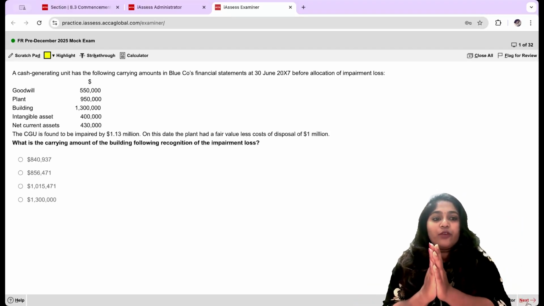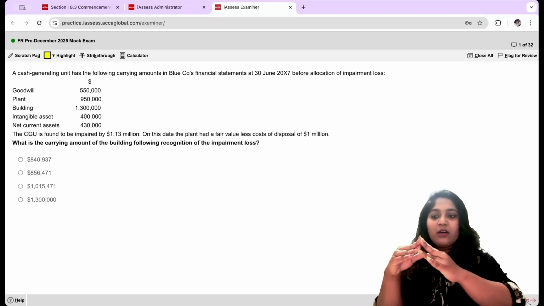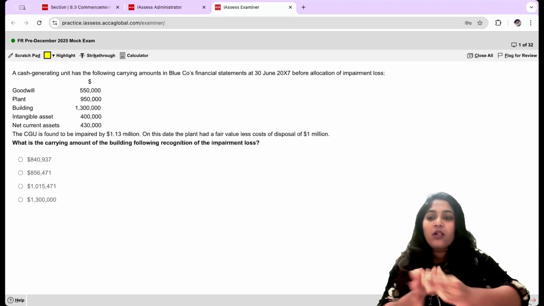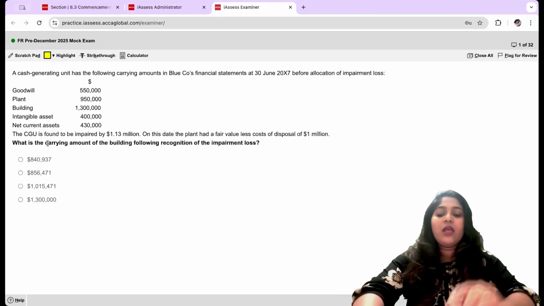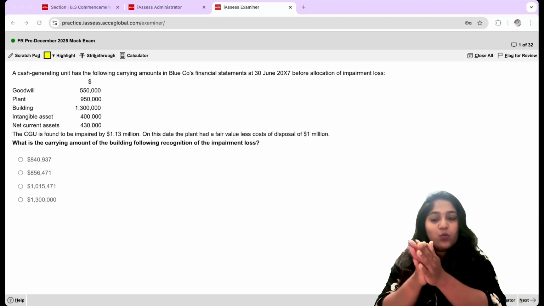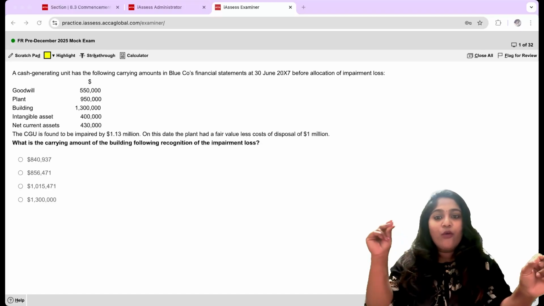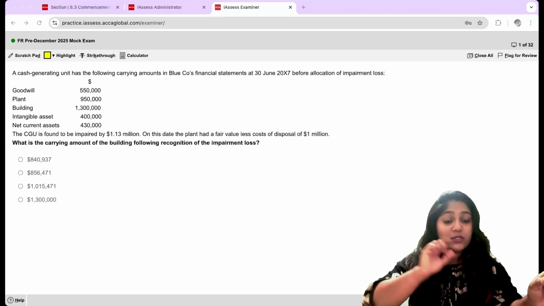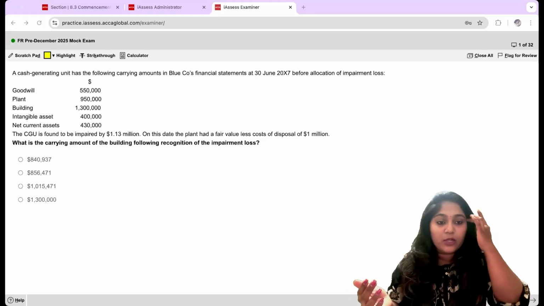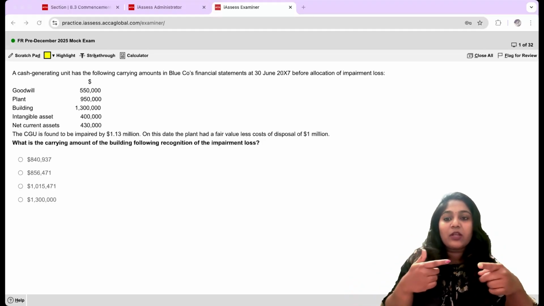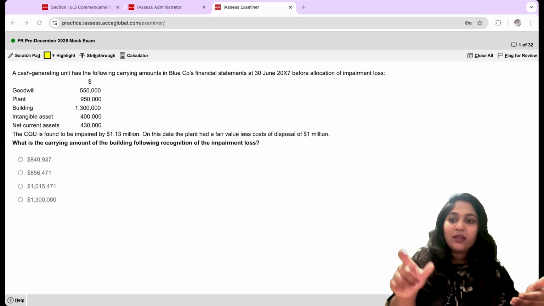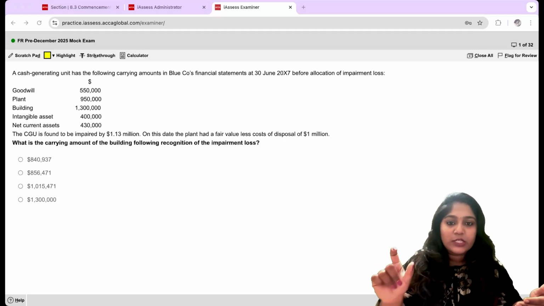If you see, the very first question we have is about a cash generating unit, which is about impairment loss. All the time, I have a habit of understanding the requirement before getting into the question. It says what is the carrying amount of the building following recognition of the impairment loss. That means they're asking after the impairment loss, not before. So I have to allocate the impairment loss to all the cash generating unit, and whatever carrying amount we get for the building is what this question is for.